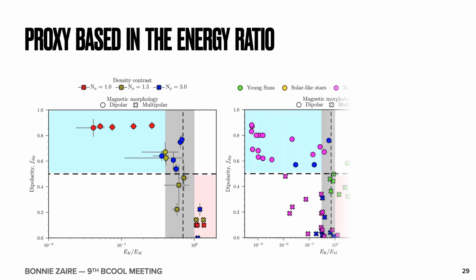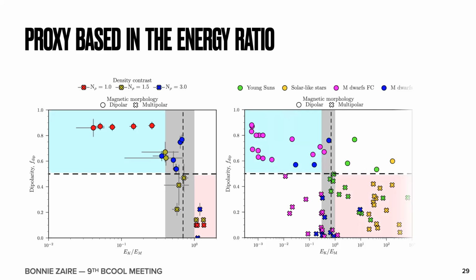I remind you, it was only 40% of the convective zone that was convective. So what will better represent our simulations here are partially convective stars, as for instance the M dwarfs or these solar-like stars. But as we believe that this could be a more universal proxy, we also believe that these other stars could be better represented by this proxy.